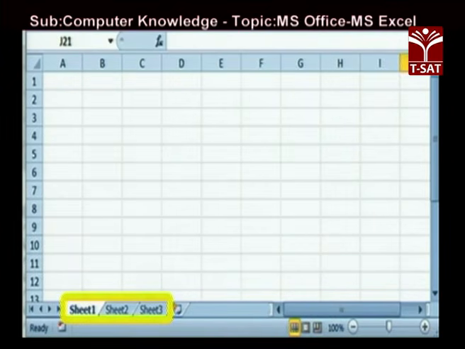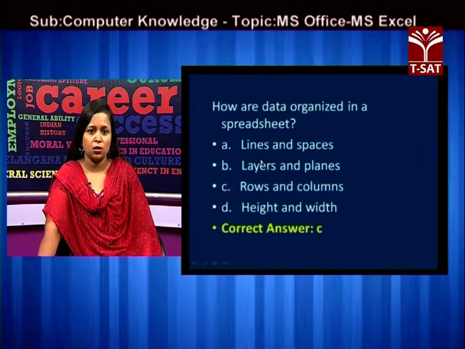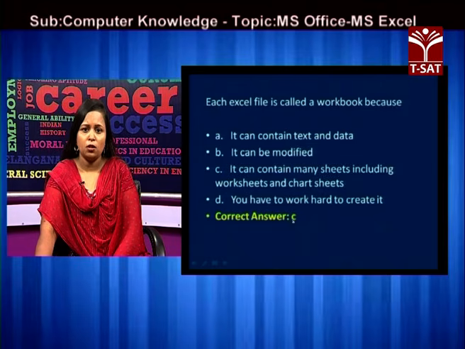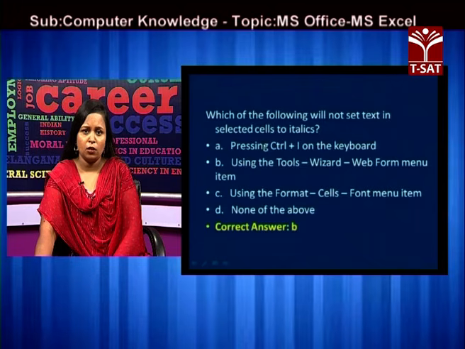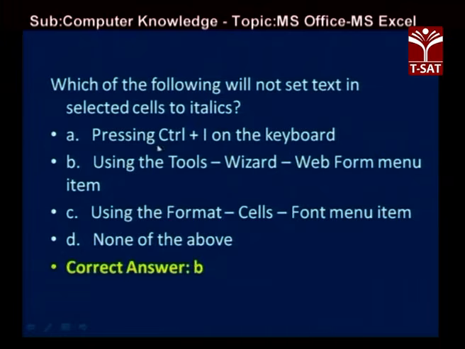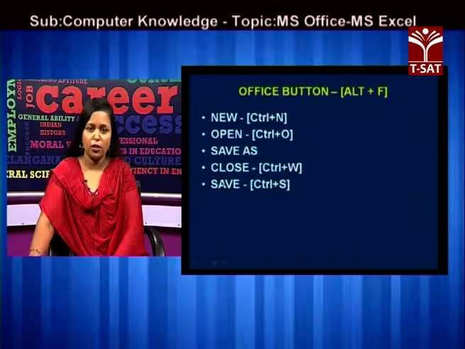VLOOKUP, this is the ribbon menu, this is the sheet. Next, how is data organized in a spreadsheet? Data is organized in rows and columns. A workbook contains many sheets, including worksheets and chart sheets. Next, which of the following does not set text in selected cells into italics? Office button consists of, I will explain later.